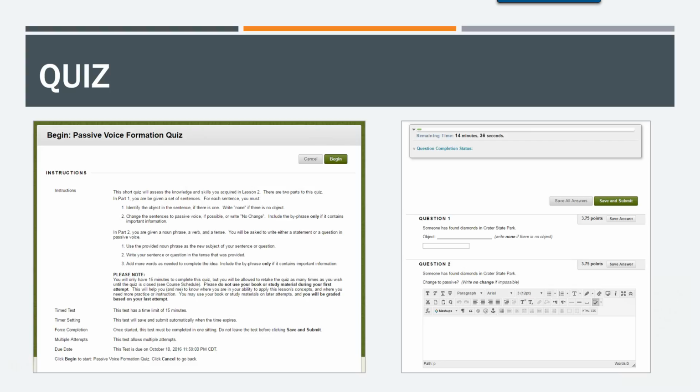Finally, students will have a quiz to complete by the end of the lesson. They can start on this quiz any time during the lesson, and they can take it as often as they want until we move on to the next lesson.